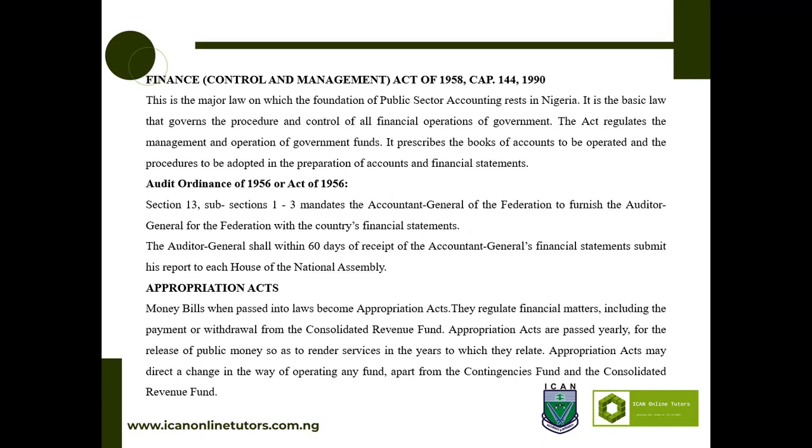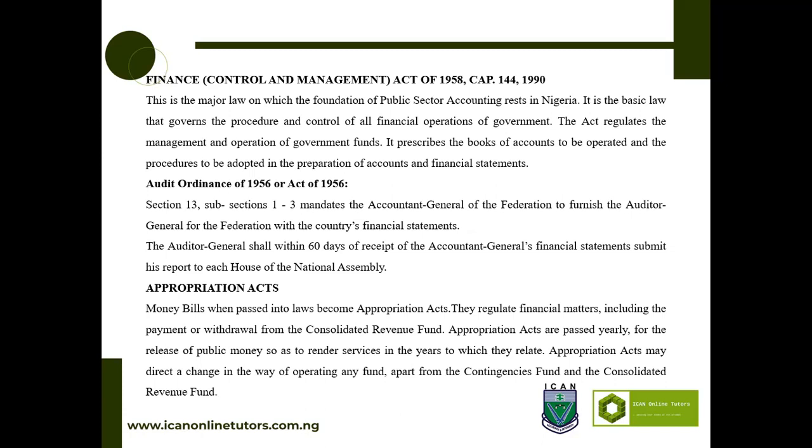We are still going to talk about the responsibility of public officers, where we are going to spell out all the responsibilities entrusted to the Accountant General of the Federation, the Auditor General for the Federation, and other accounting officers. The Auditor General shall, within 60 days of receipt of the Accountant General's financial statement, submit its report to each house of the National Assembly. That is both the National Assembly and the State Assembly.